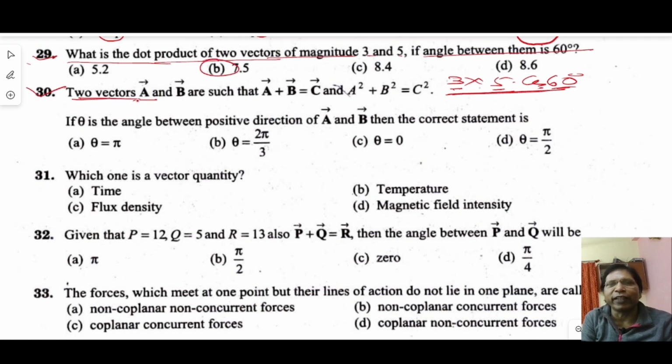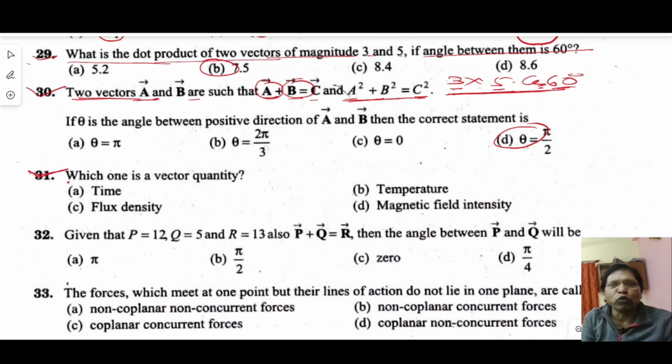Question 30. Look at these two vectors, A vector and B vector, such that A vector plus B vector equals C vector and A square plus B square equals C square. This happens if the angle between A vector and B vector is 90 degree. So look at this, this option is correct.